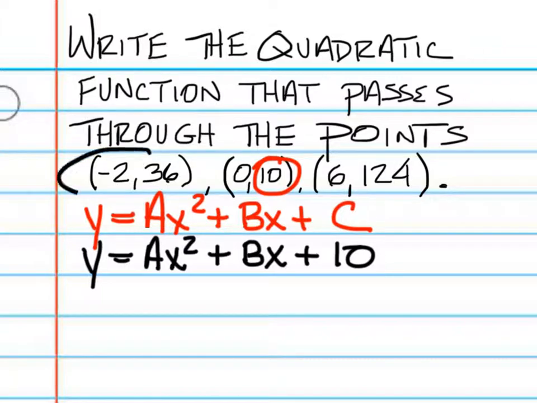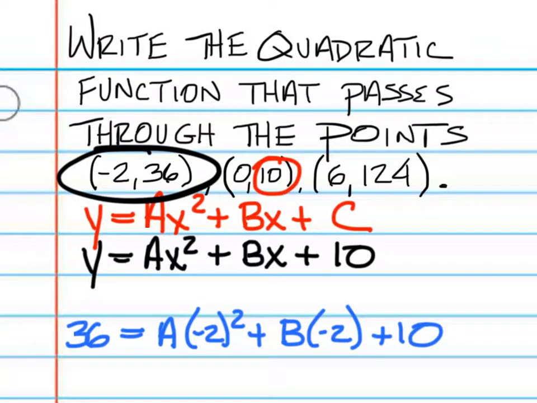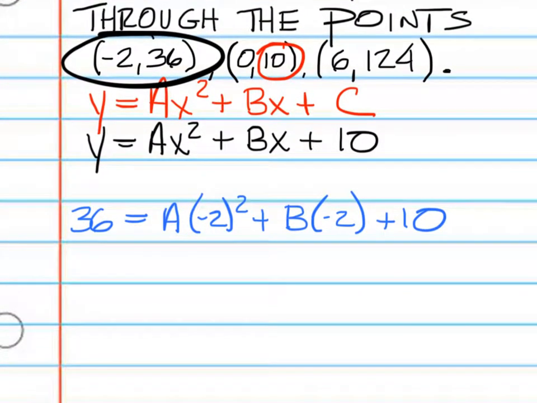Now we go to this point. If we plug in a negative 2 for x, then we should get back a 36. That's why 36 is going to go in place of y. And then we put negative 2 in place of x. We keep our positive 10 in there. And we simplify this as much as we can.